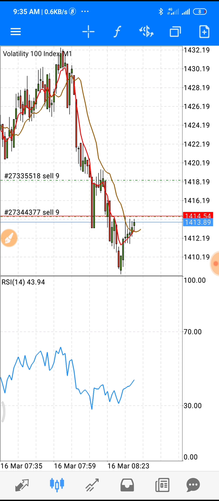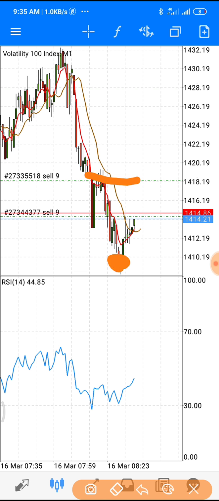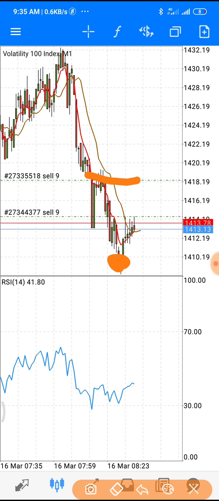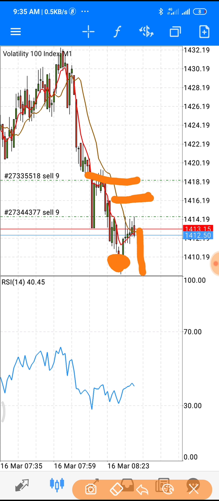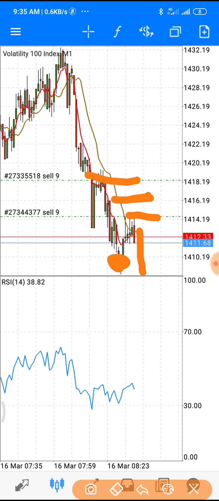So now it has two approaches. Either you close this first one around this level whenever you sense a pullback like this, and whenever it touches this brown moving average, you enter again. And if this market now tries to buy up to this level without trying to return, then you try and close this position immediately.